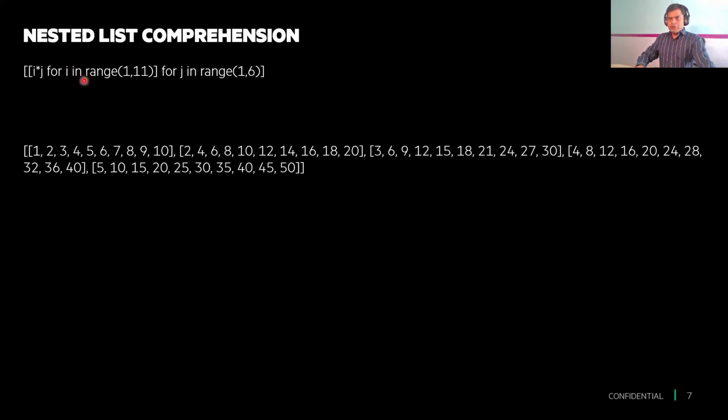But for this one, we got a table of numbers from 1 to 5. That's what we wanted. And all these things happen in just one go.